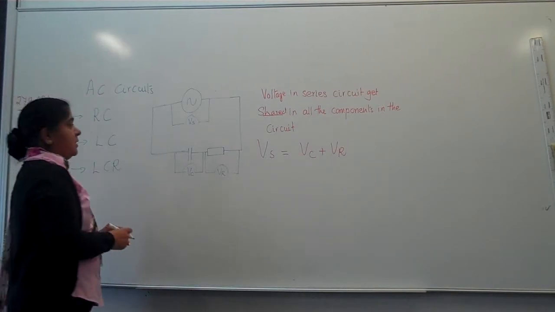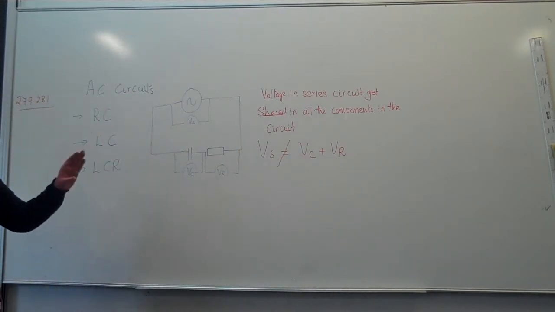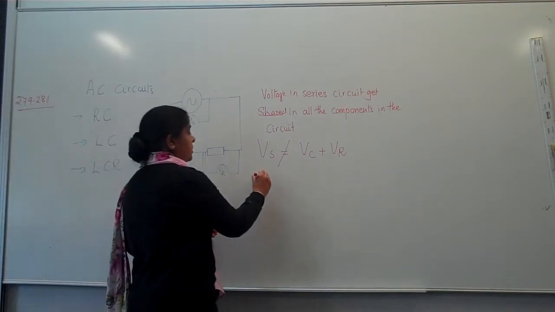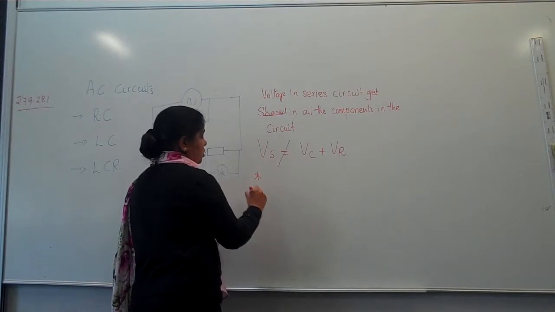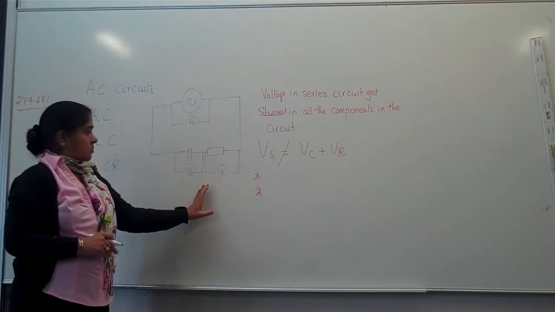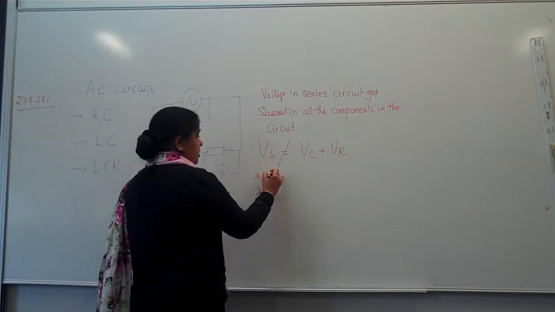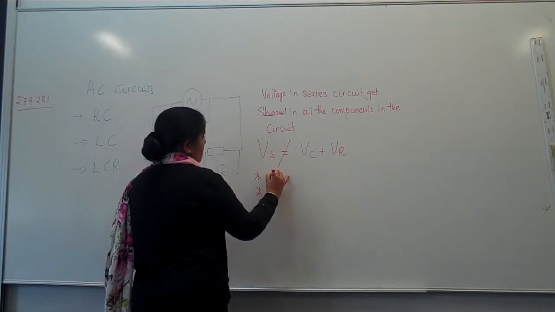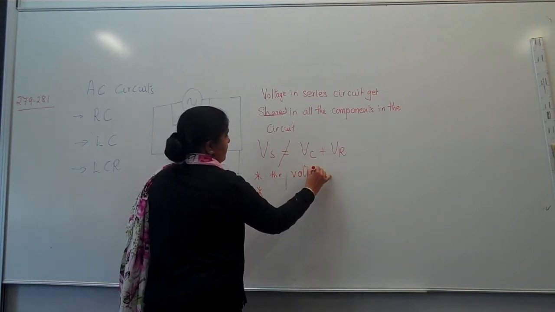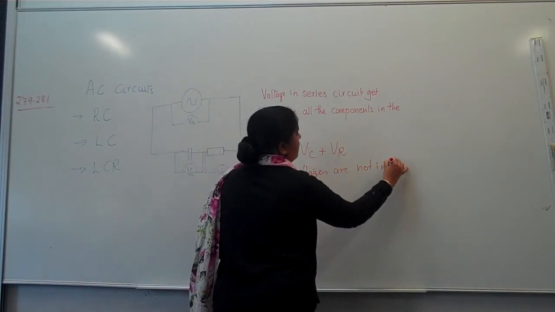But unfortunately, that's not the case. Vs doesn't add up to VC plus VR, and there's a reason for that. There are two main reasons why supply voltage does not add up to its component voltages, especially if it's a capacitor and resistor here. The first one is the voltages are not in phase.